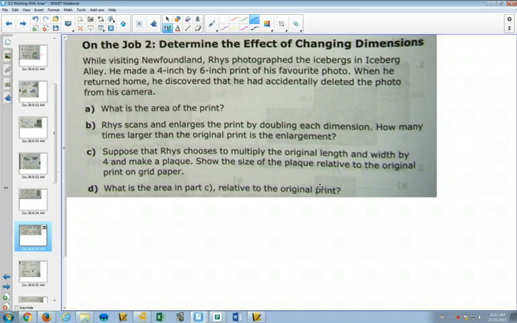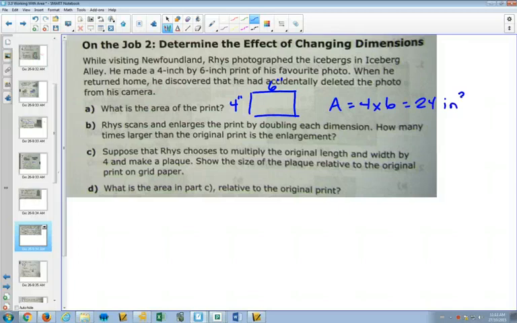So what we have here is someone has taken a picture and they've got a 4-inch by 6-inch print. So we can draw a picture of that. If I draw that picture and it's 4 inches here and 6 inches here, the area would be length times width, which would be 4 times 6, would be 24 inches squared, or 24 square inches.